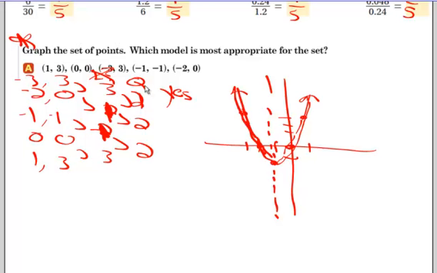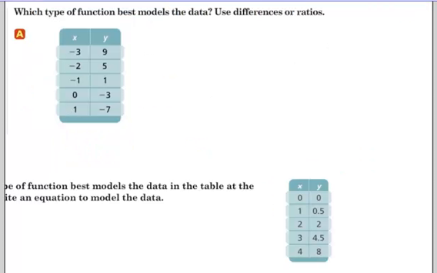So quadratic, and here's that column that we're talking about. The difference of the difference. Difference of the difference. Quadratic. Use differences or ratios. So the first thing I always want to check is just my differences first. So here's 4, difference is 4, difference is 4, difference is 4. It's linear.